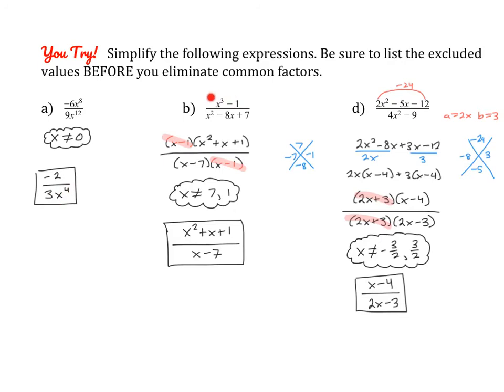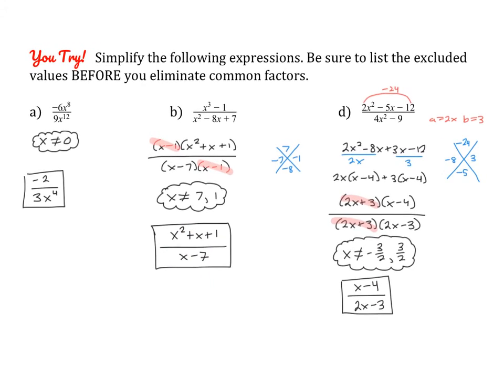For part B, the numerator can be factored using difference of 2 cubes. The denominator is simply a trinomial that can be factored. So from here, we see that x cannot equal +7 or +1. And then after you cancel out your common factor, you're left with this rational expression.